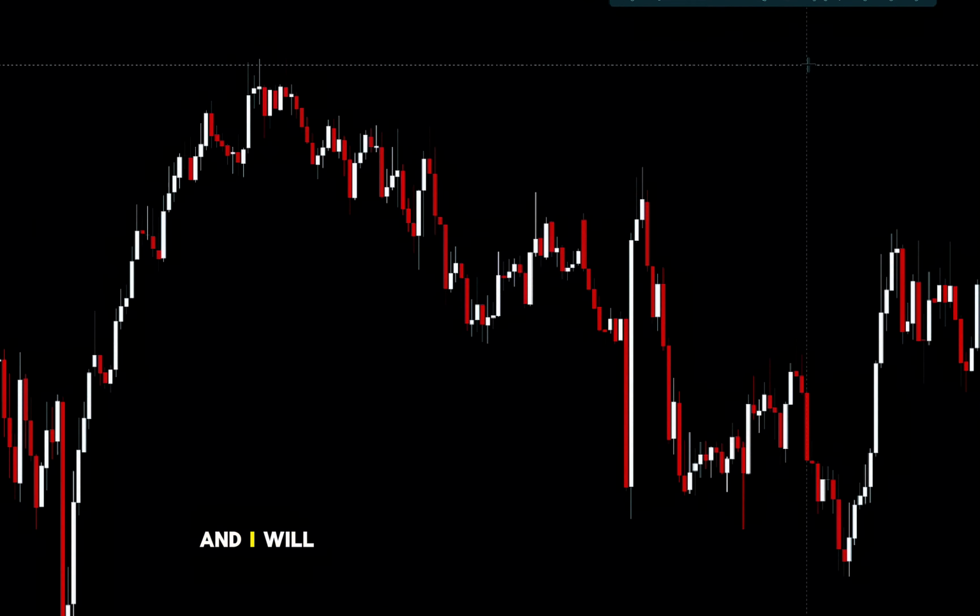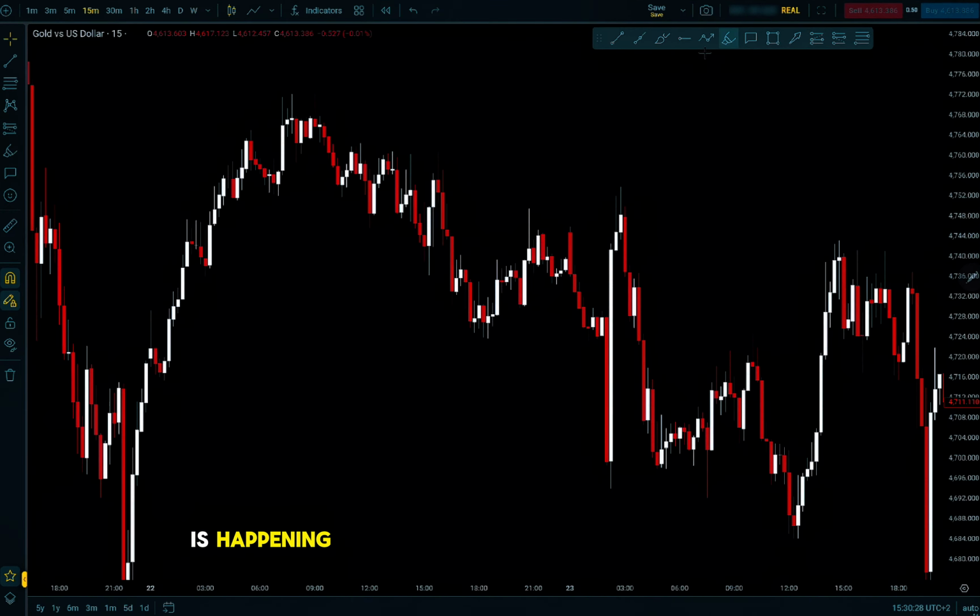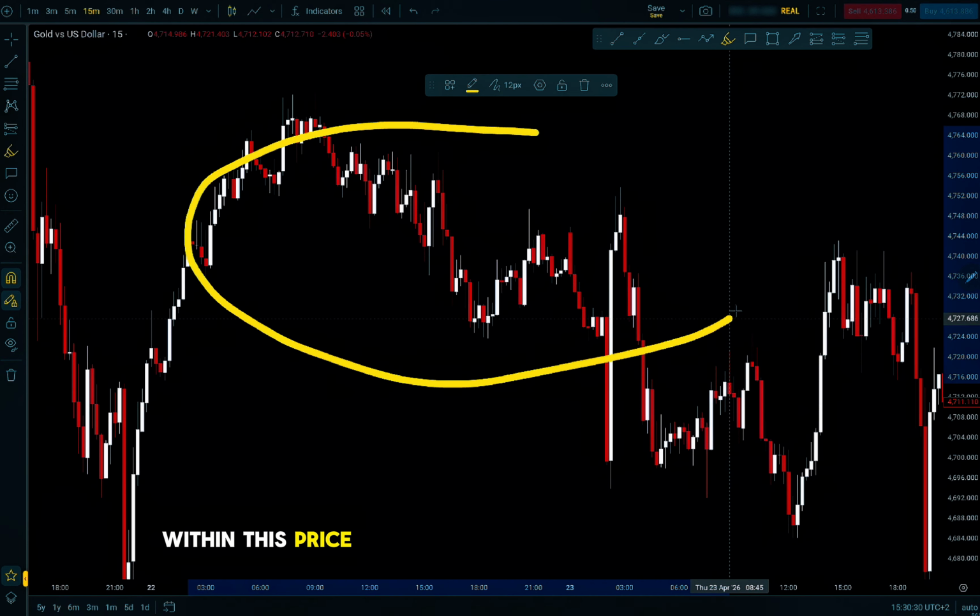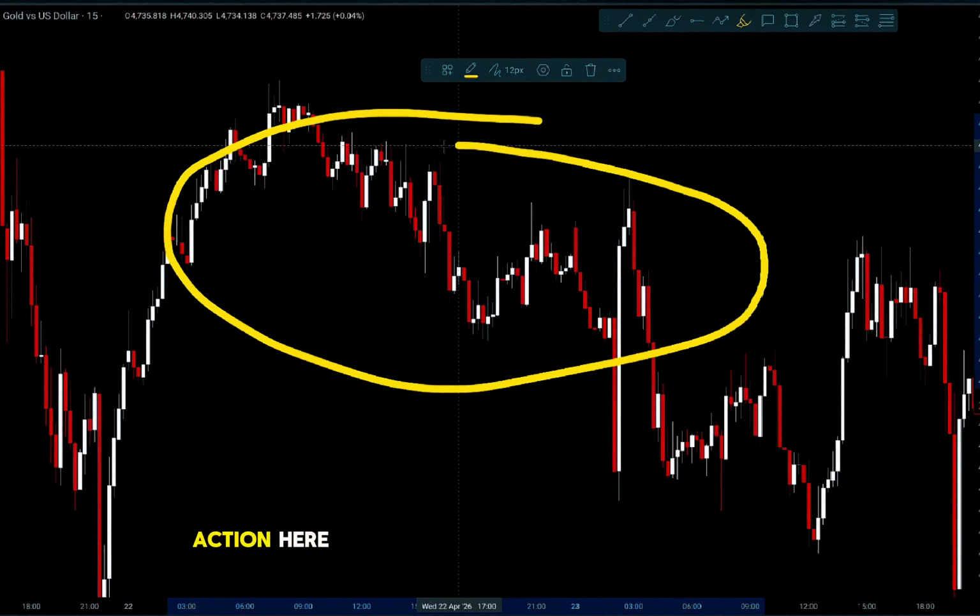Pay attention and I will show you what is happening within this price action here. My liquidity and structure model played out there very well, and I want to take you through it. We'll also go through this price action in the lower time frames to help you understand the price movement there.